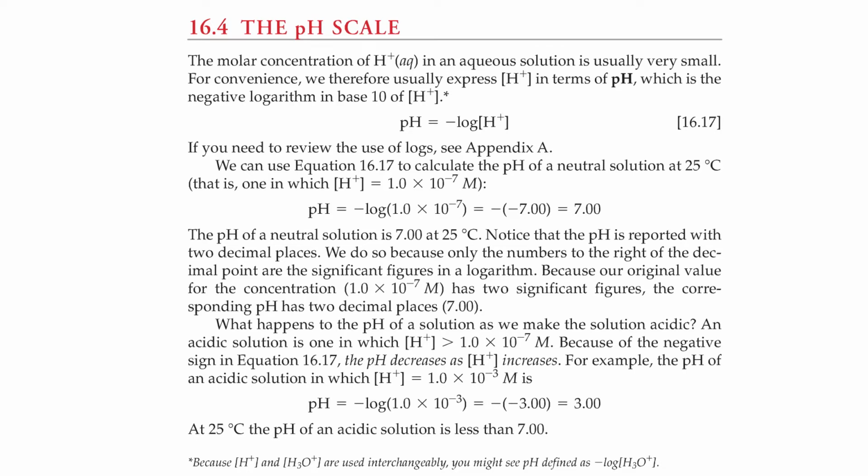What happens to the pH of a solution as we make the solution acidic? An acidic solution is one in which the concentration of proton is greater than 1 times 10 to the negative 7 molar. Because of the negative sign in the equation, the pH decreases as the concentration of hydrogen ion increases. For example, the pH of an acidic solution in which the concentration of hydrogen ion is 1.0 times 10 to the negative 3 molar is: pH is the negative log of 1 times 10 to the negative 3, which equals negative negative 3, which is 3.00. At 25 Celsius, the pH of an acidic solution is less than 7.